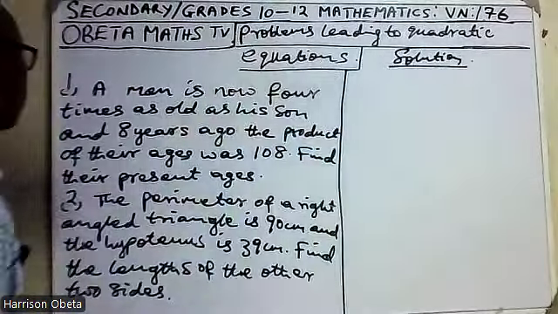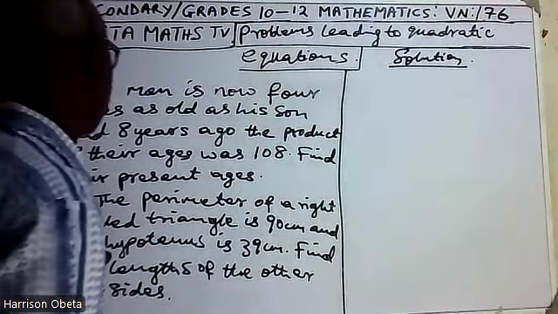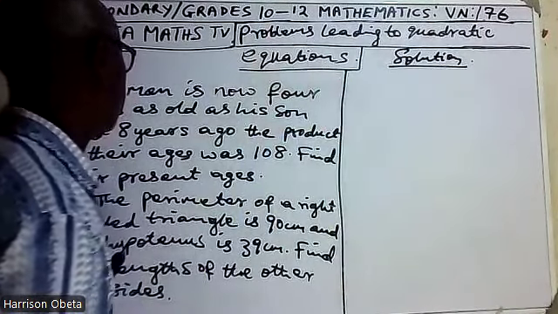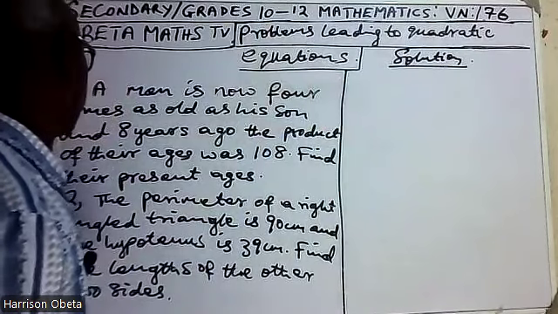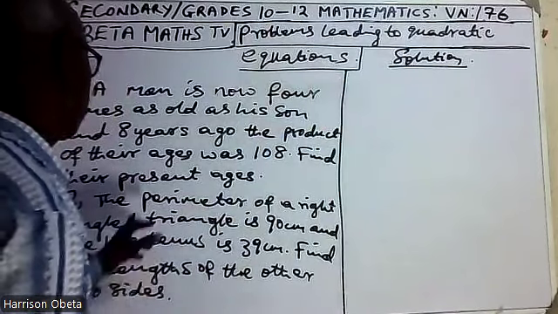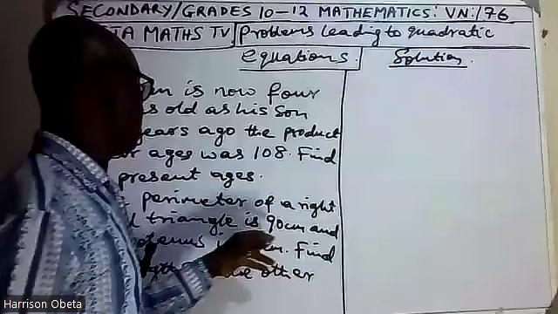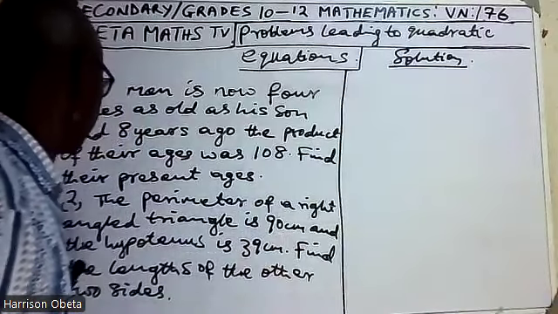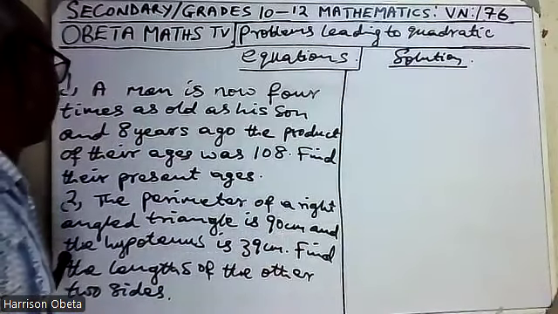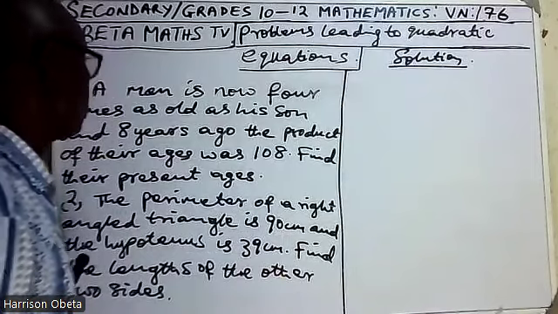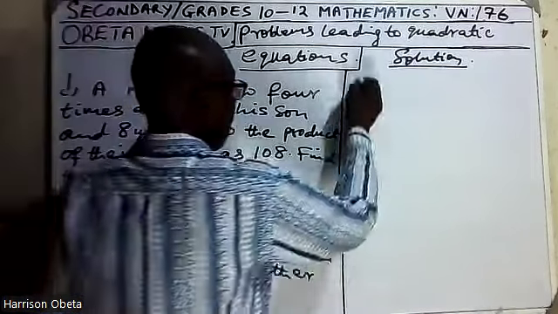A man is now 4 times as old as his son, and 8 years ago, the product of their ages was 108. We have to find their present ages. The perimeter of a right angle triangle is 90 cm, and the hypotenuse is 39 cm. Find the length of the other two sides. Question number 1.